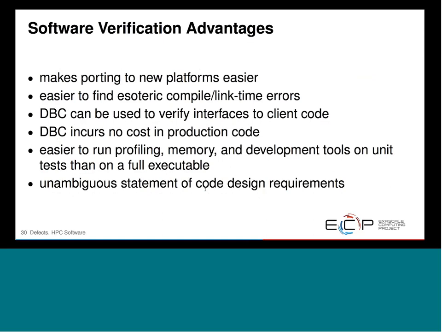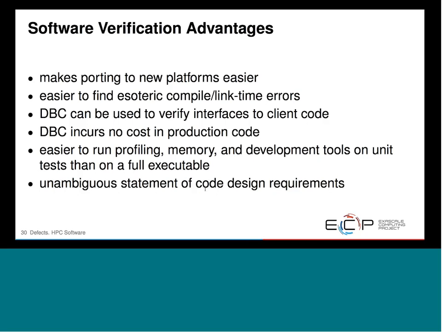It's much easier to find esoteric compile and link time errors, especially for those of you who are doing device-based programming, whether on FPGAs or GPUs. You know that the compilers, when something goes wrong, spit out a really, really long list of stuff. It's much easier to pin that down when you're writing a single unit test that's testing one or two small pieces of code than trying to do it in a million-line application and trying to compile all the code at once.